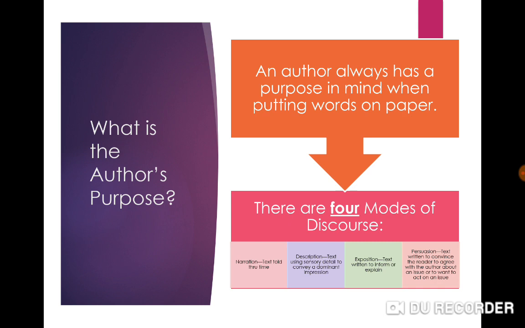Next is description. This is text that uses sensory detail, and you can see on the slide that jargony phrase you may not know, which is a dominant impression. So when we think of description, you should be thinking of an author using all of your five senses in order to help you understand what they're looking at, what they're hearing, what they're tasting, what they're smelling, what they're touching, right? So using sensory detail.